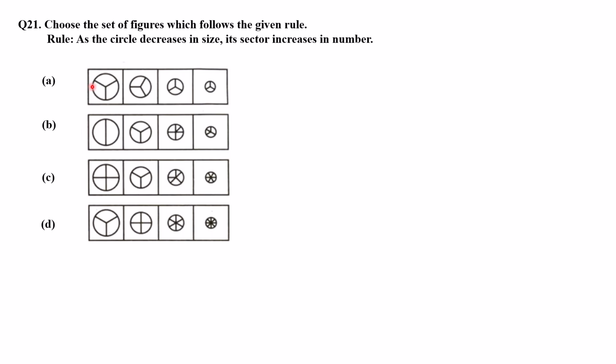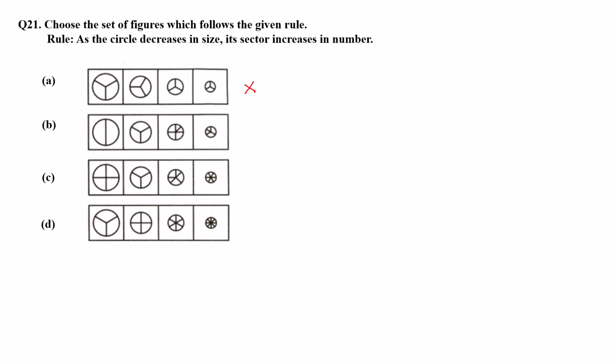Okay. So in the first figure you see circle is decreasing but the sector remains same. 1, 2, 3. Here also 3 sector, 3 sector. So first A is not the correct option. Now moving to the second part, if you see here also circle is decreasing. Let's see the sector. So here is 2, here is 3, here is 5 and here is 4. So see it is decreasing, 5 and then it became 4.